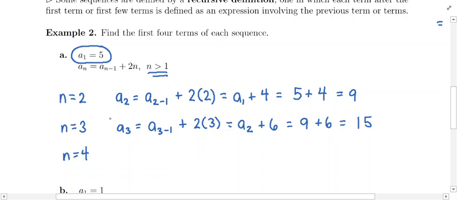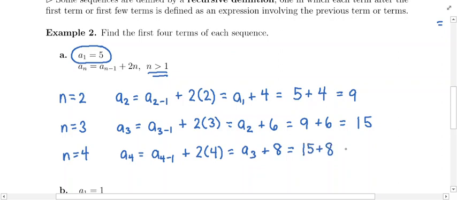So here we go. a_n, so that's a4, the fourth term, is equal to a with subscript 4 minus 1, or n minus 1, plus 2 times n, which is 4 here. If we simplify, the subscript on a is going to be 3, plus 2 times 4 is 8. So this is saying to get the fourth term in the sequence, we need to take a3, the third term, and add 8. So this is going to be 15 plus 8, which is 23.